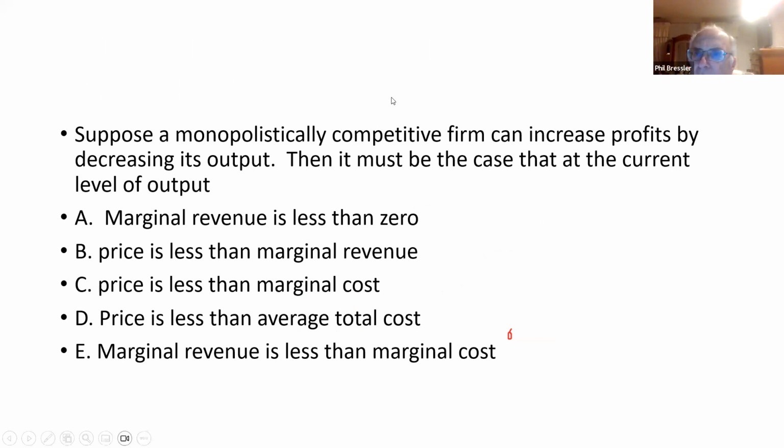Okay. Let's see. Let me get this out of the way so I can see the question. Suppose a monopolistic competitive firm can increase profits by decreasing its output. Then it must be the case at the current level of output. I'll give you a minute. This is a favorite type of question of theirs.